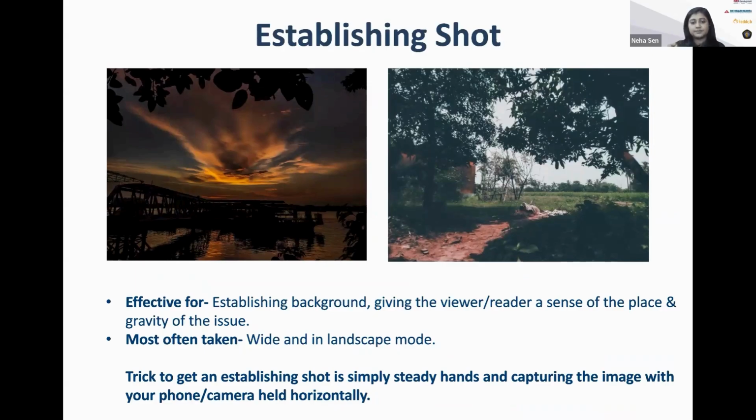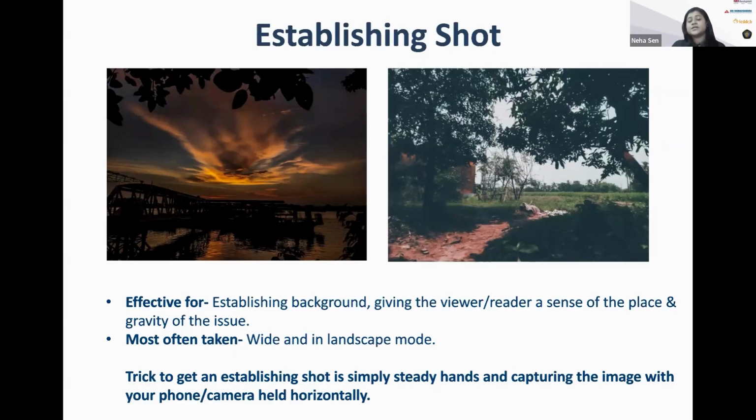There is a very simple trick to this. You just have to hold your hand steady and capture the image on your phone or a camera held horizontally. If you hold your camera like this, you won't get a wide shot. You'll only get a wide shot like this because the camera is looking through here, not here.